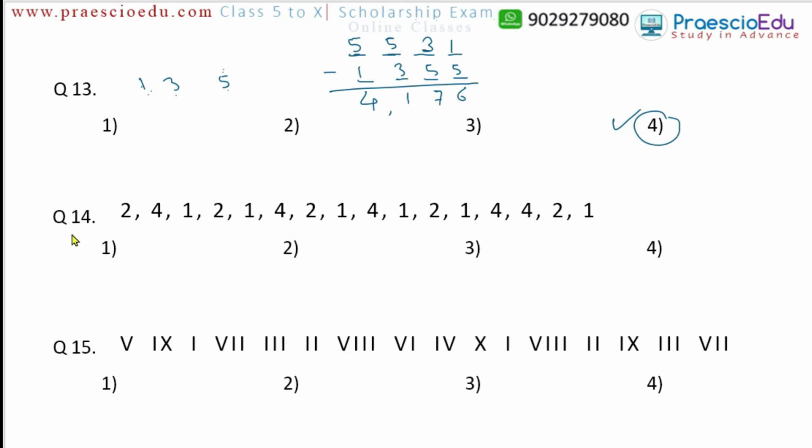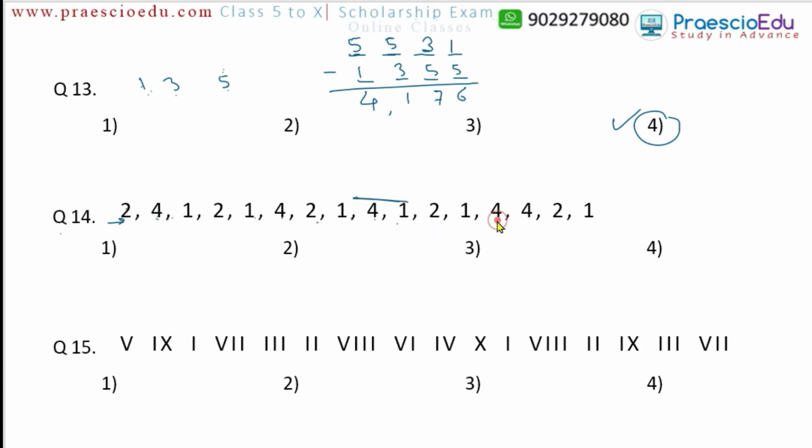Then question number 14. The number series is given here. The question says: in the above number series, how many times is the digit 4 adjacent to 1 but not 2? 4 can be adjacent to the 1, but not 2, which means this condition cannot be. Here also 1 is adjacent but 2 is here, so this cannot be. Here 4, yes, 1 adjacent, so we can take this one. So this condition, one time.